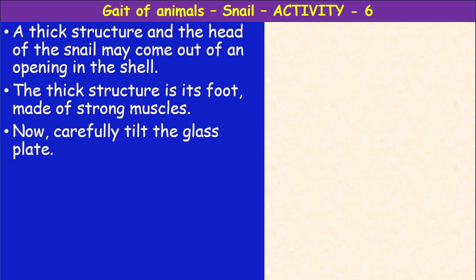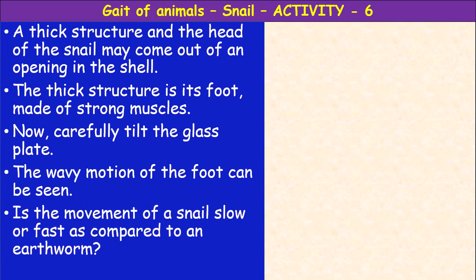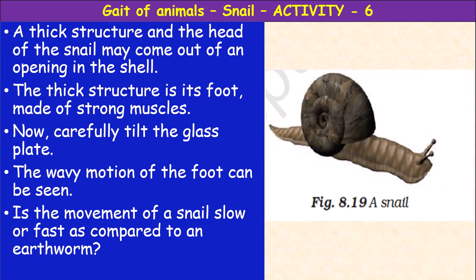Now carefully tilt the glass plate. The wavy movement of the foot can be seen. Is the movement of the snail slow or fast as compared to an earthworm? It is slow. That's why when you walk slowly, then they will compare our walking with a snail. So this is the muscular foot, strong muscular foot which help in its movement.